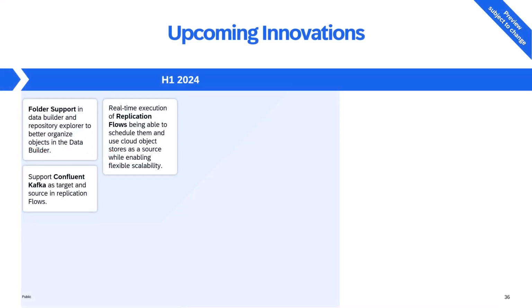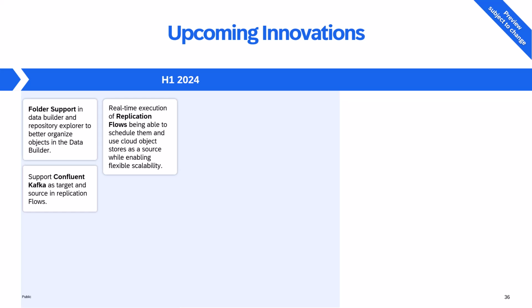In our last chapter today, let's look forward and check what we plan for 2024 and beyond. So what's planned for the first half of this year, and should already be delivered now in January, is the folder support for better organizing your objects in the data builder. It was planned for end of last year, didn't quite make it, but should be there by January.